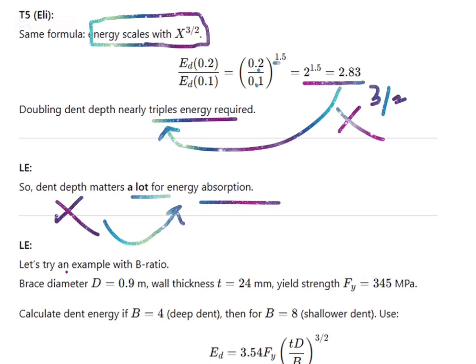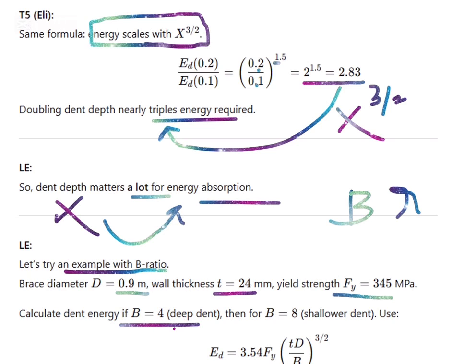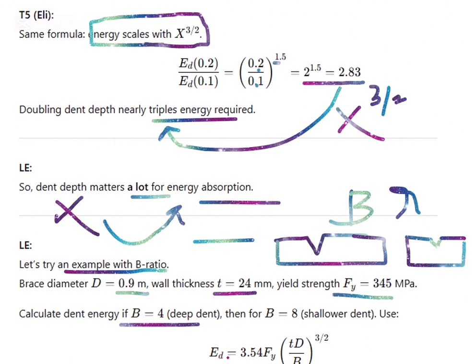Let's try an example with the B ratio. Brace diameter 0.9, wall thickness 24 mm, yield value given. Calculate the dent energy if B equals 4 and if B equals 8. B equal to 4 means a deep dent, and B equal to 8 means a shallow dent. Use this formula, ED equals 3.54, to get the energy value.